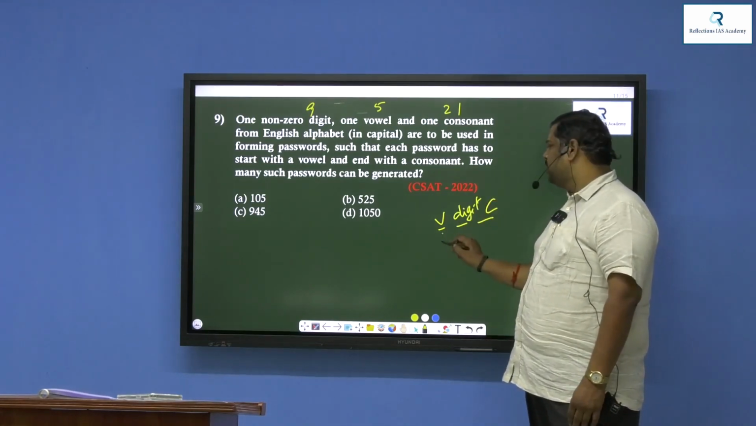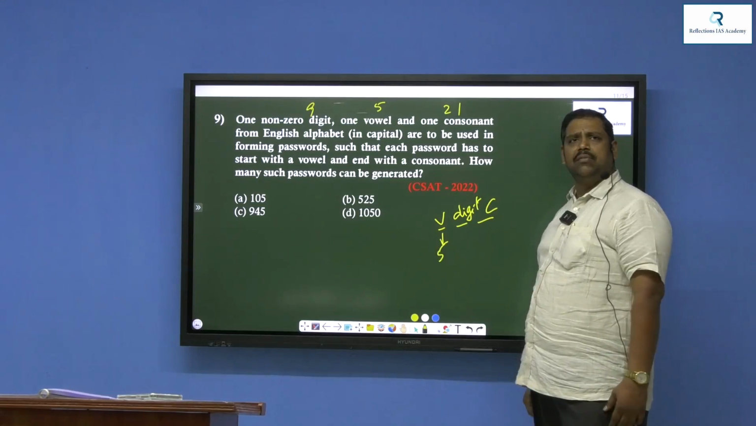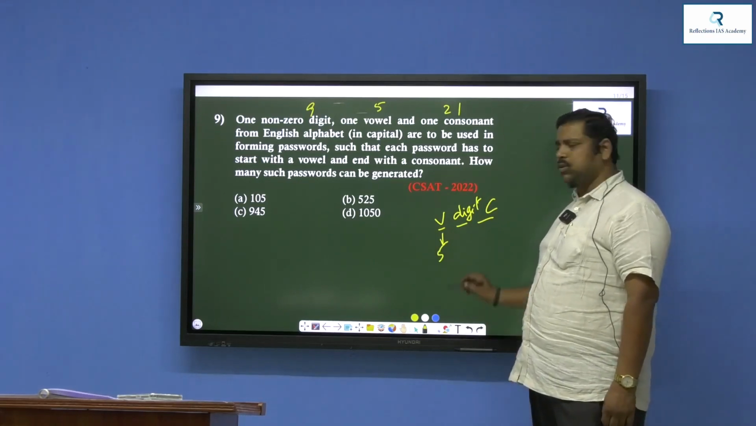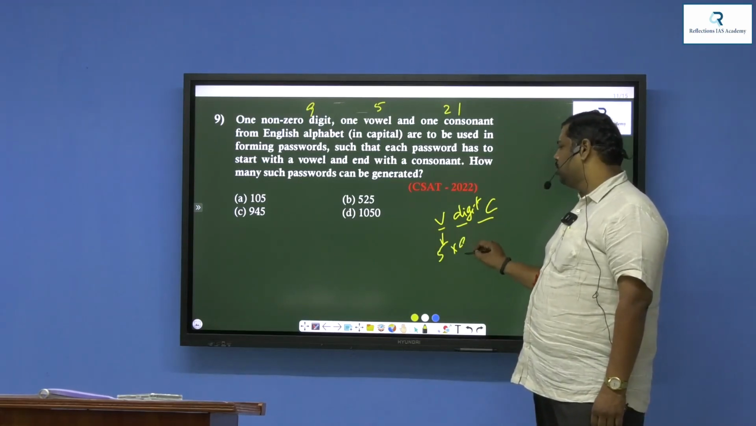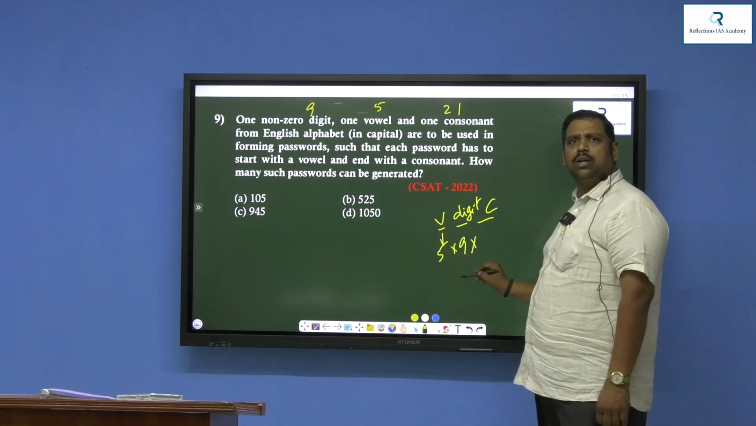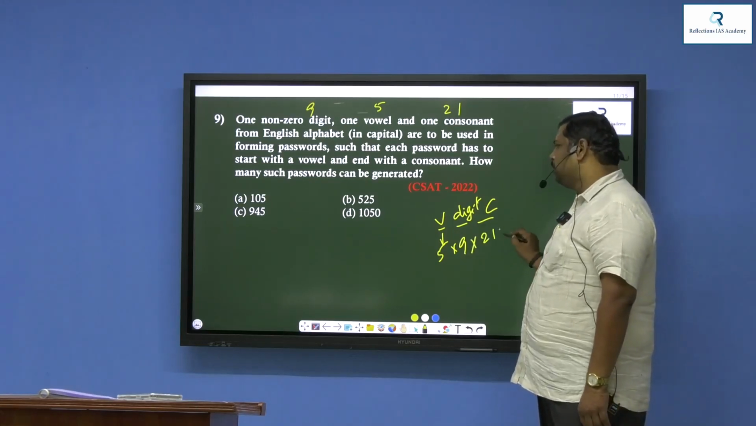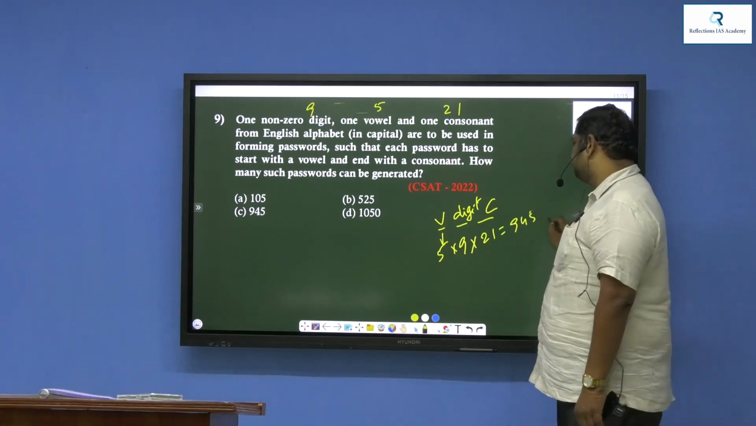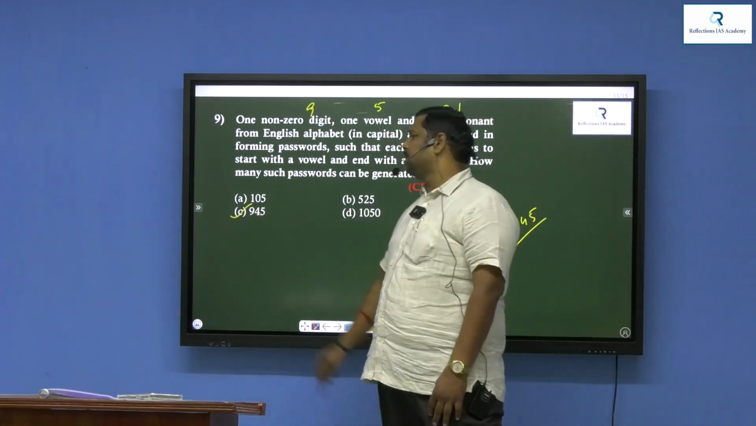How many vowels do I have? So I can fill it in 5 ways. The work is not completed, so into. How many digits do I have? Work is not completed, so into. How many consonants? Blindly you multiply, you will get 945. So what's the answer? C is the answer.